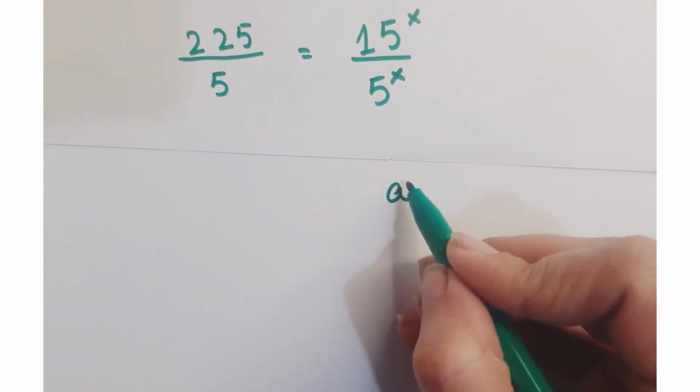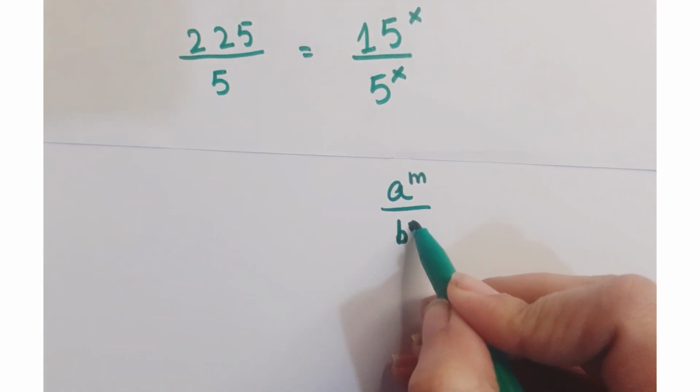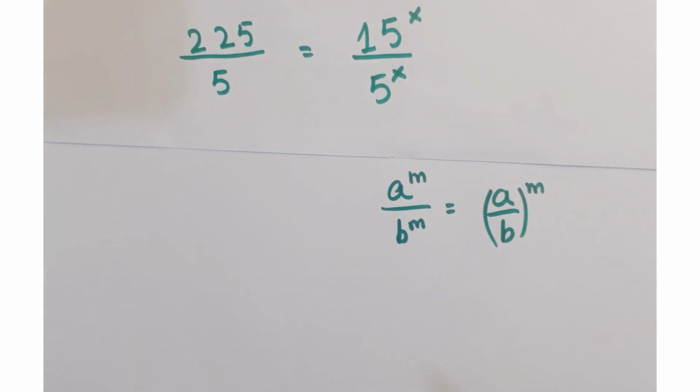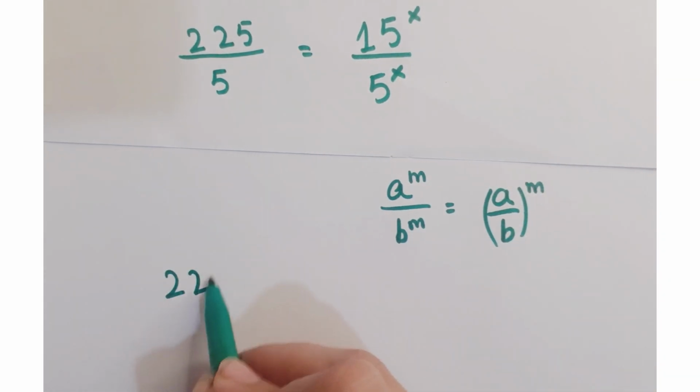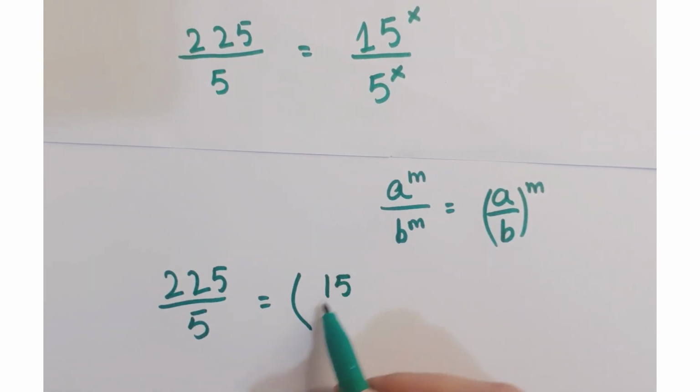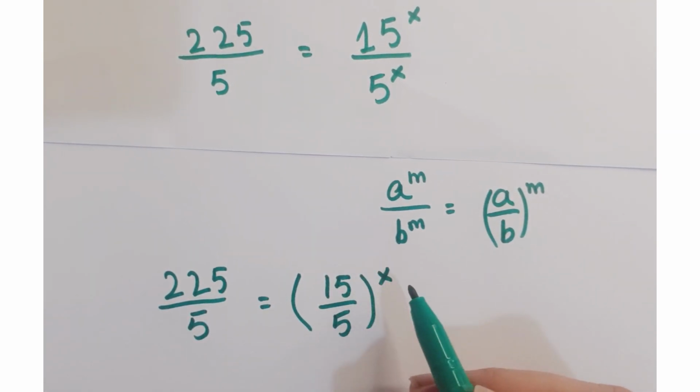Now as you know that a to the power m upon b to the power m can be written as a upon b whole to the power m. So you can write this as 225 upon 5 is equal to 15 upon 5 whole to the power x.